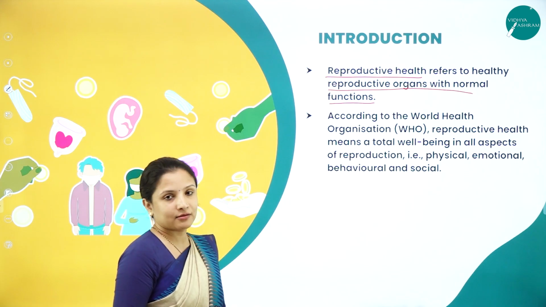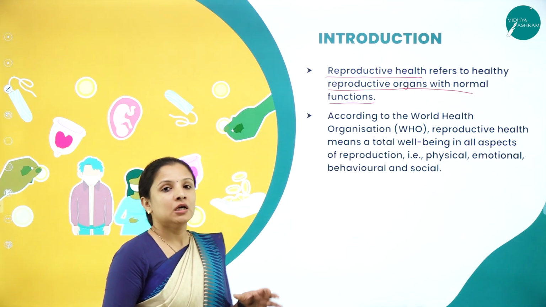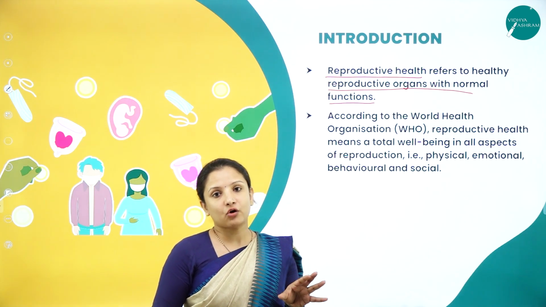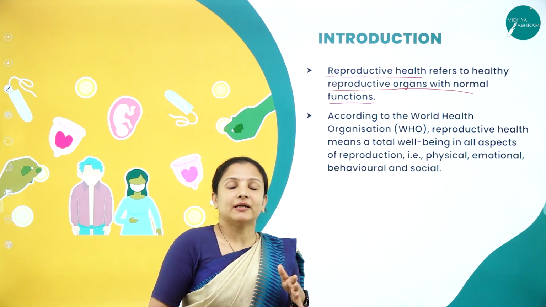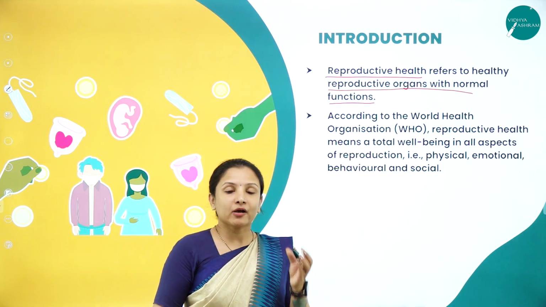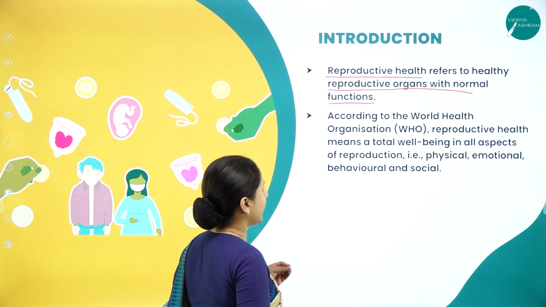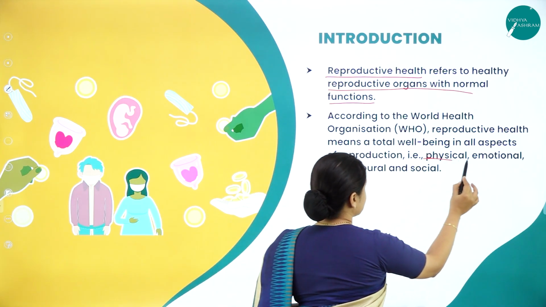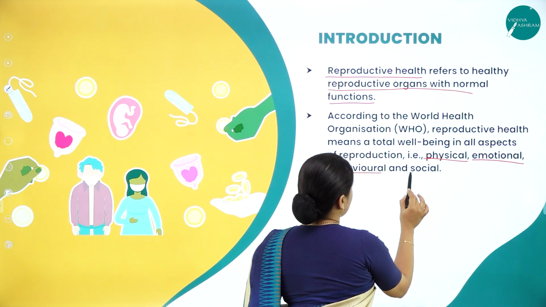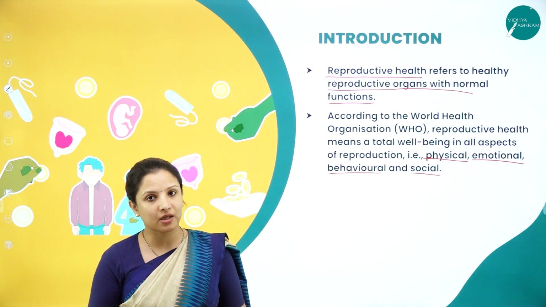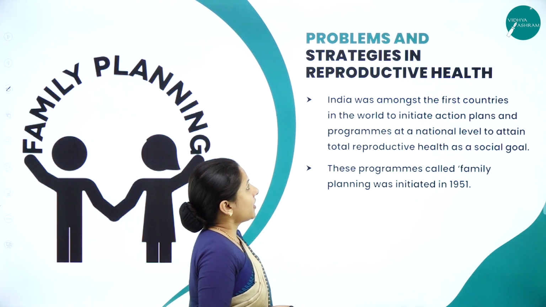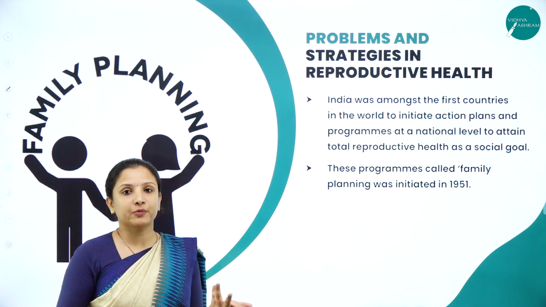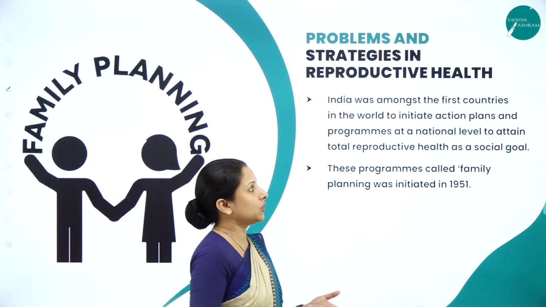According to the World Health Organization, reproductive health is not just the way the reproductive organs of a healthy individual, be it male or female, function. It means the total well-being of the individual in terms of physical, emotional, behavioral and social aspects. So that is what they mean by reproductive health. Next, the problems and strategies in reproductive health: the various problems faced because of reproductive health and the strategies to overcome them.